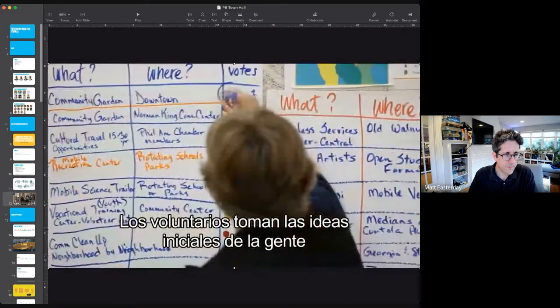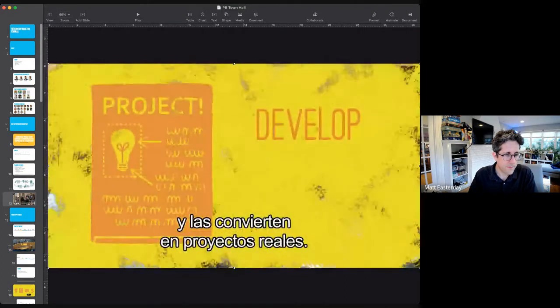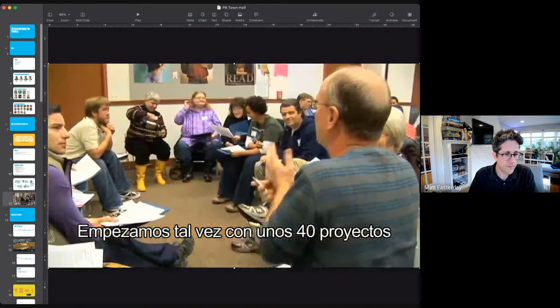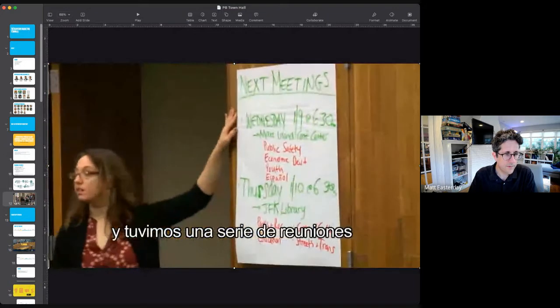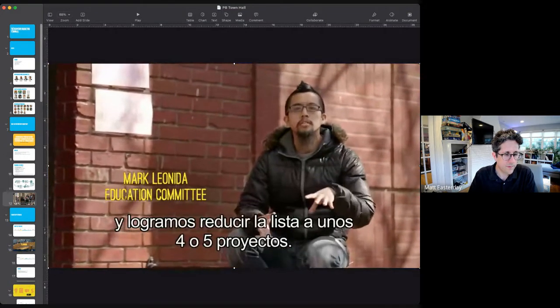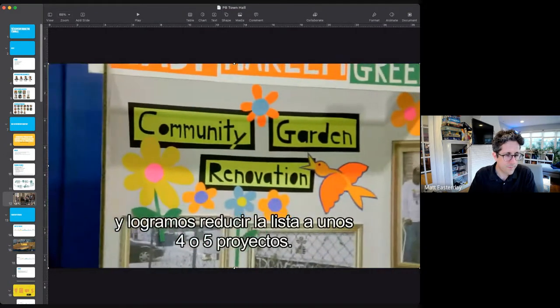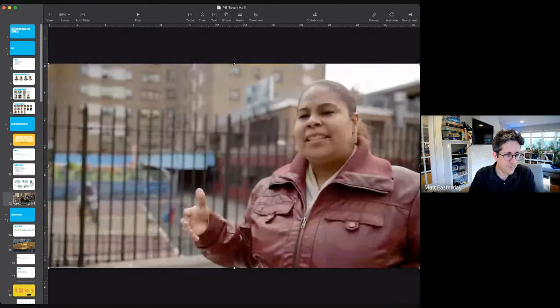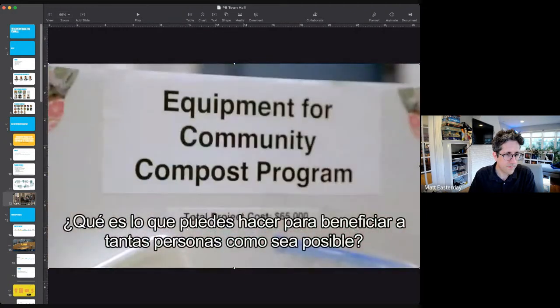Volunteers take people's initial ideas and turn them into real projects. We started with about 40 projects. So we had a series of budget delegate meetings and we narrowed down the list into about 4 or 5 projects. What are the real needs of the community? If you only have a certain amount of money, what is it that you can do that's going to benefit as many people as possible?